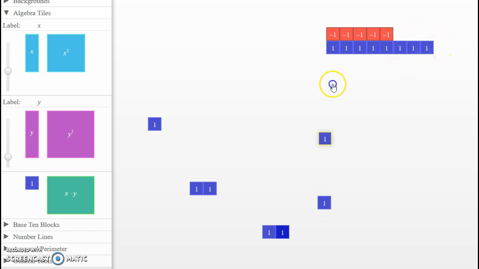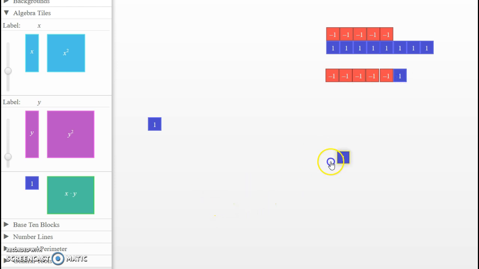Is that the same as -5? 1, 2, 3, 4, 5. So this has to be negative, so I need to turn them to negative, and then add 8 more negatives: 1, 2, 3, 4, 5, 6, 7, 8. So we added 8 more negatives to the 5 that we already have. So we have -13. So these are not the same.